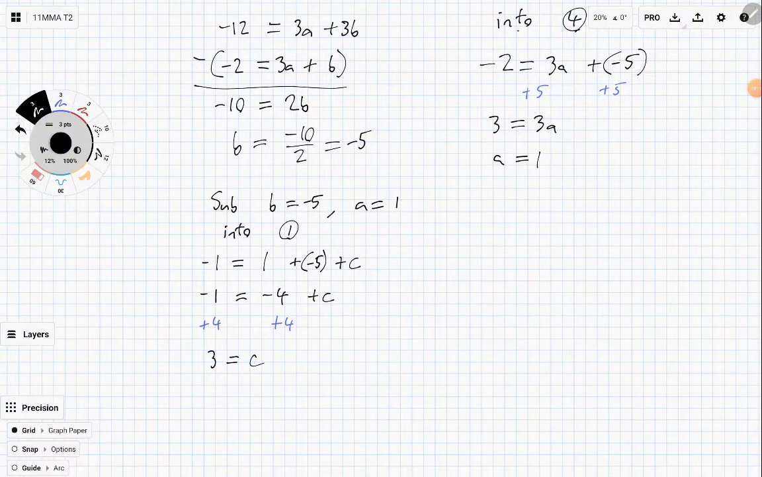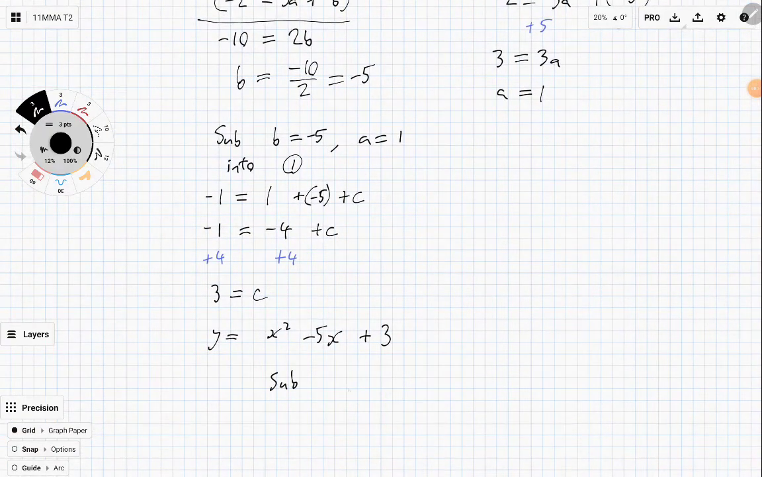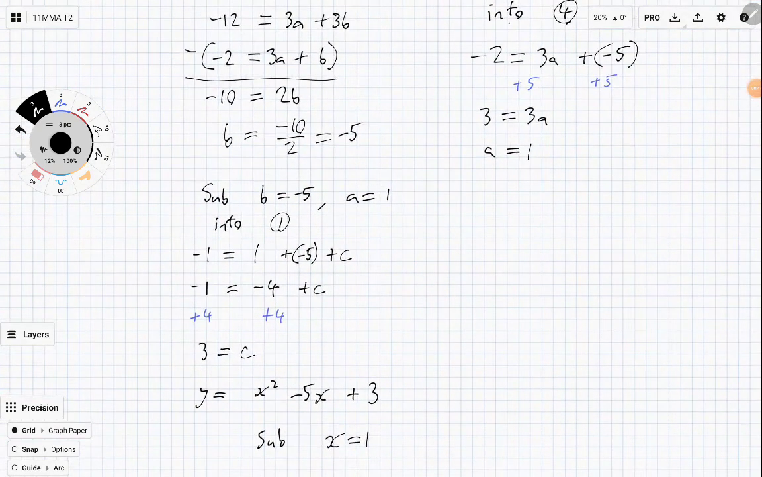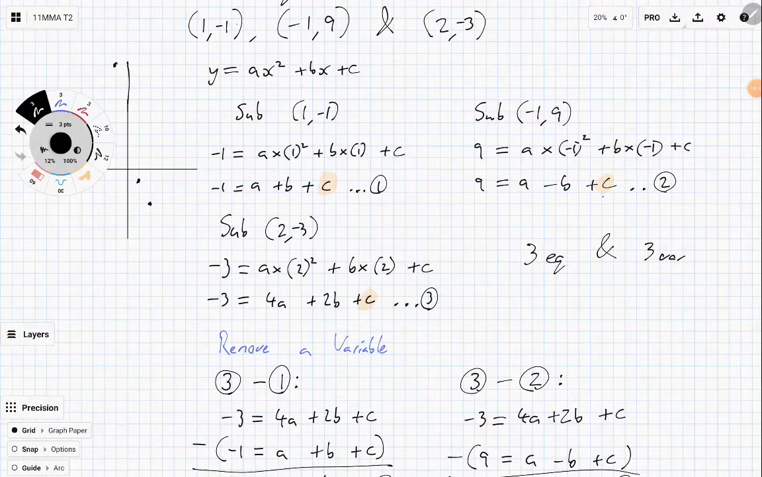And therefore, we now know a, b, and c, so the equation is y is equal to ax squared plus bx plus c, except we know a, b, and c. A is 1, so that's just x squared. B is negative 5, so that's minus 5x. And c was 3. And there is my equation. You can double check it by putting it into a graphing thing and checking. The other way you can check is just by subbing in points. I know that when I sub in x equals 1, I know what I should get on the other side. When I substitute x equals 1, what should I get? I should get negative 1.